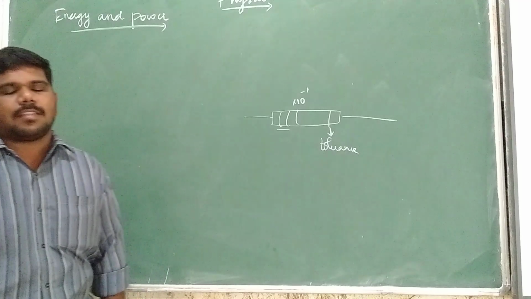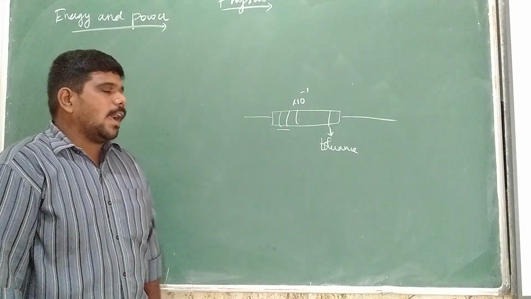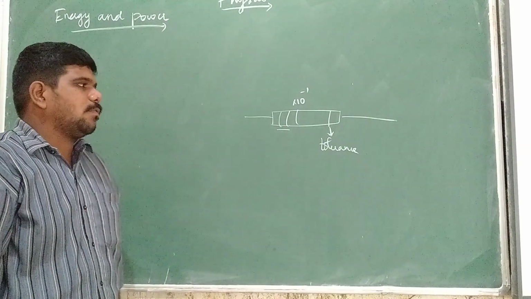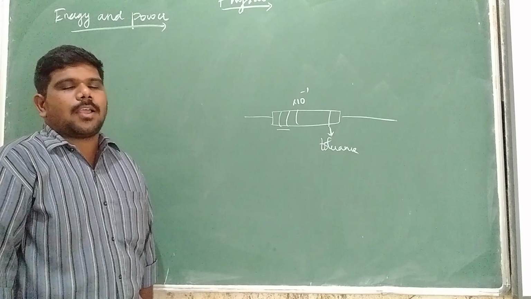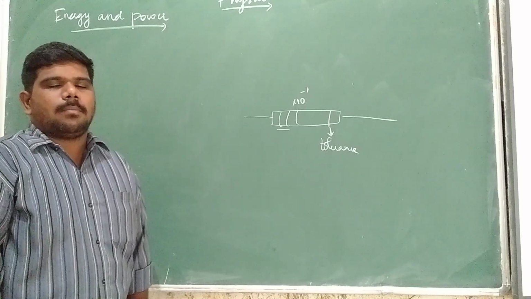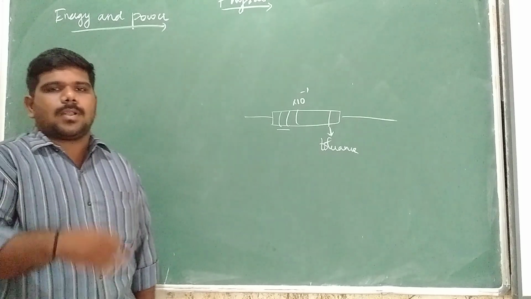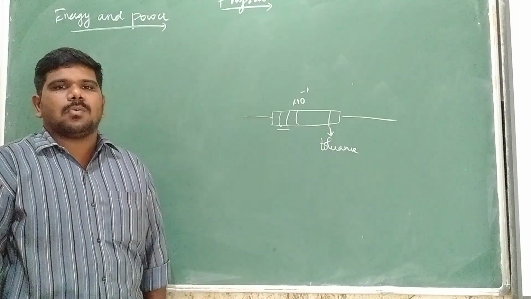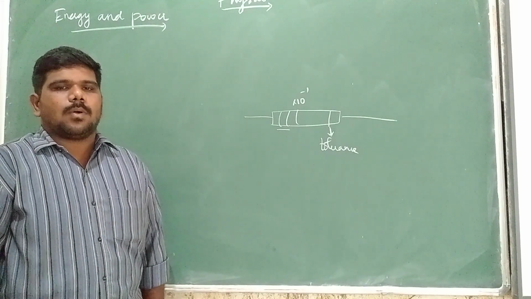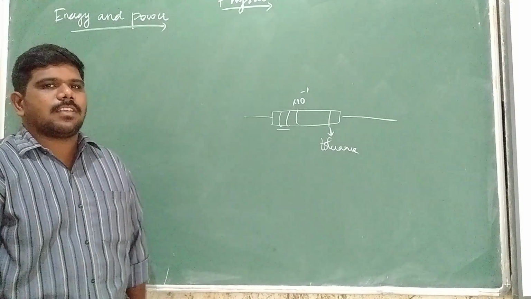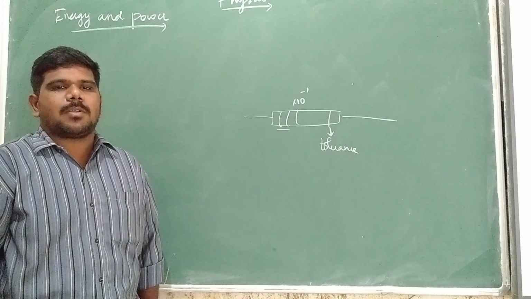In previous sessions, we saw the color coding of carbon resistors and the temperature coefficient of a resistor. For color coding, we know that carbon resistors consist of a ceramic core on which crystalline carbon is deposited. The carbon resistors have 3 lines and 4 lines.